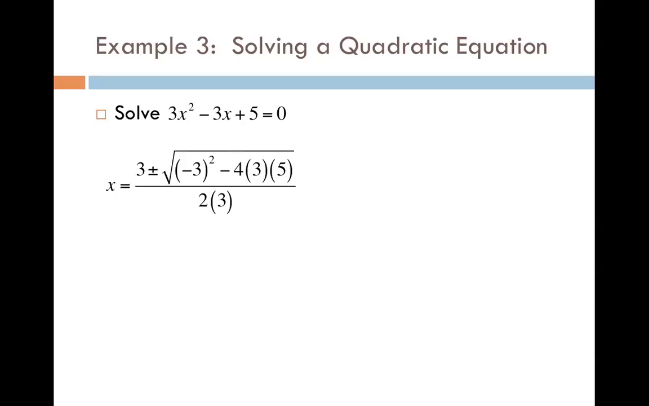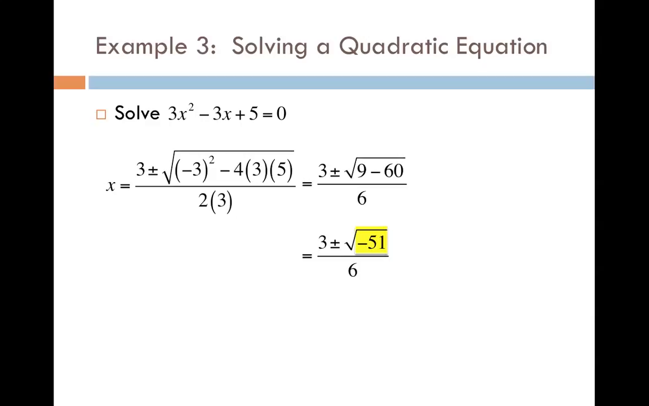Our A is going to be 3, our B is going to be a negative 3, and our C is going to be 5. So when we substitute that into the quadratic formula, we can work out the discriminant, and we end up with 3 plus or minus the square root of negative 51. So notice this time our discriminant ended up negative. This tells us that our solutions to the equation are going to be two imaginary solutions.